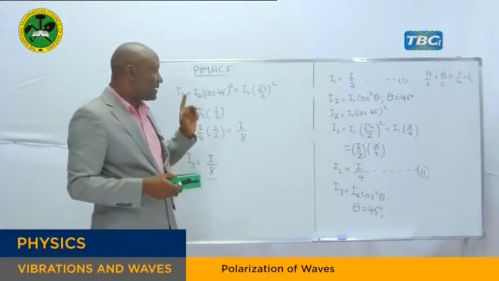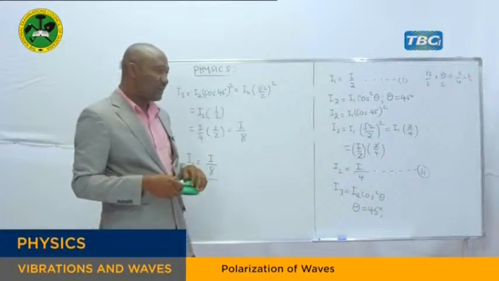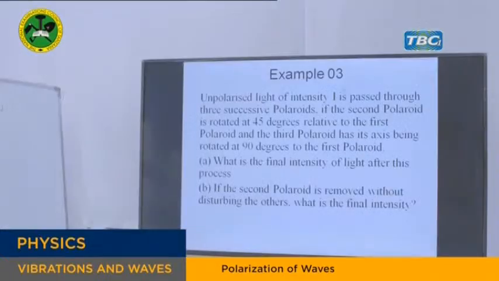That's the end of part A. Part B: now, if the second polarizer is removed, let's draw our original diagram from before.